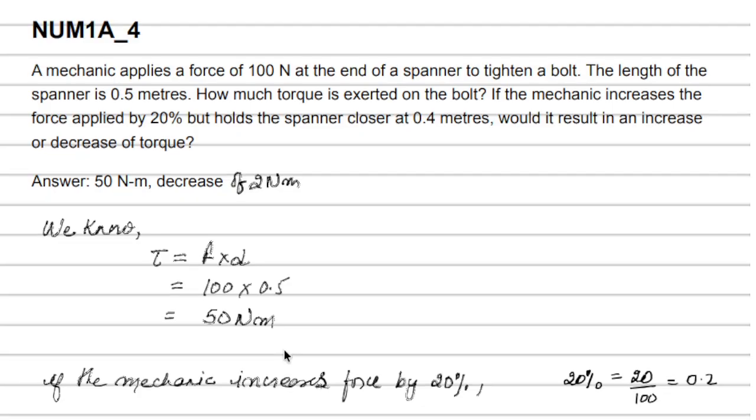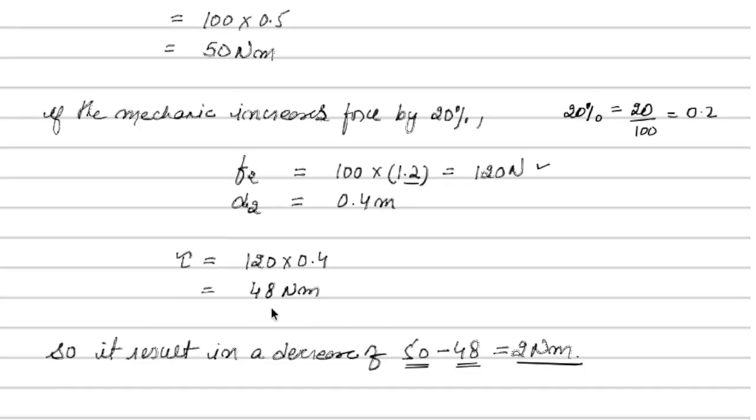Now let's bring the changes. Now, if the mechanic increases force by 20%, think about percentages in terms of fraction. So 20% is nothing but 20 by 100 or 0.2. So we are increasing by 20%. What does that mean? 100 Newton will be multiplied by 1.2. So 120 Newton is a 20% increase from the 100 Newton. So just understand how to deal with the percentage here. To increase by 20%, I have to multiply by 1.2 to get the final value.